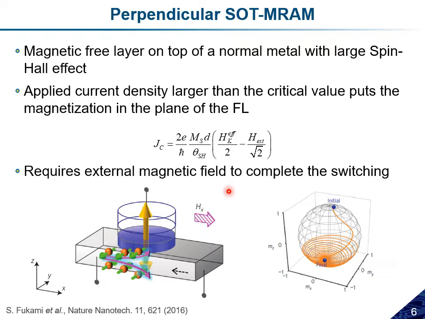One issue, however, with the spin-orbit torque switching is that a magnetic field is needed to guarantee the magnetization reversal of the free layer. When the applied current is larger than this current here, which is the critical current for switching, the magnetization is put in the plane of the free layer. However, to complete the magnetization reversal, so in this case to make the magnetization go from the plus Z direction to the minus Z direction, for example, an in-plane magnetic field has to be applied.